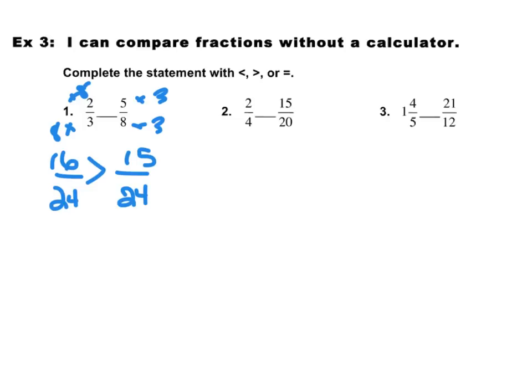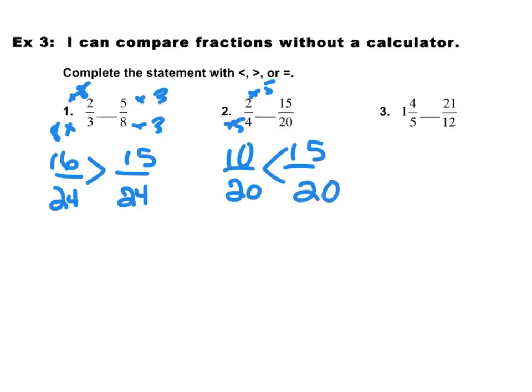Alright, let's take a look at the next one. Let's look for a common denominator, and we know that 4 and 20 can both go into 20, so we're going to write that as our denominator. I multiplied 4 times 5. If I did that on the bottom, I have to do that on the top. So I multiply this by 5 and I'm going to get 10. I don't have to do anything with my next one, so I'll be left with 15 all over 20. So now let's take a look: 10 twentieths is going to be less than 15 twentieths.